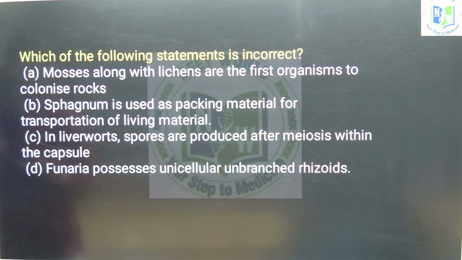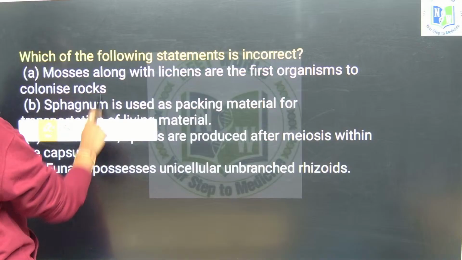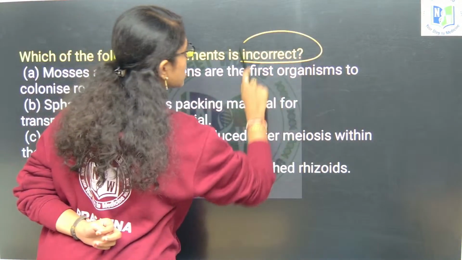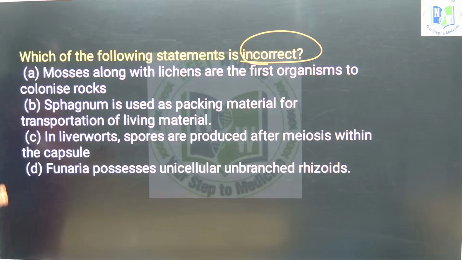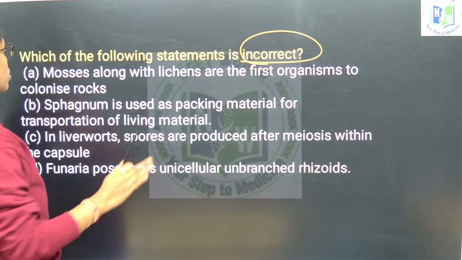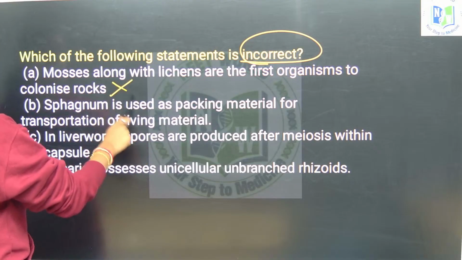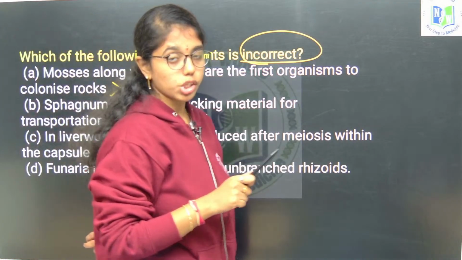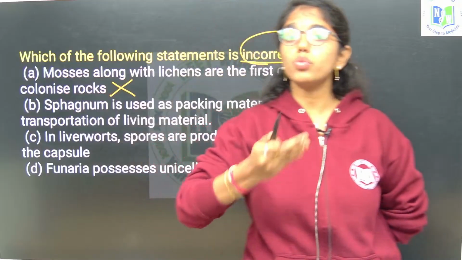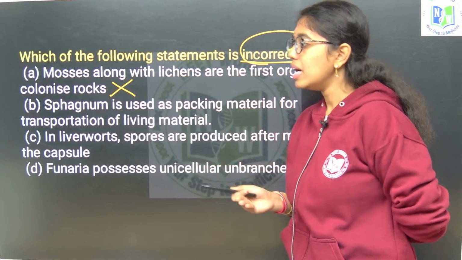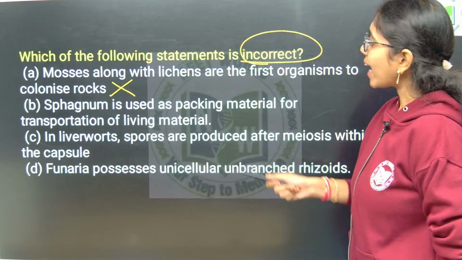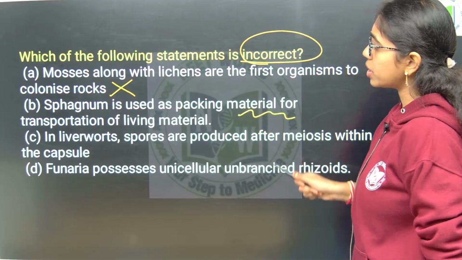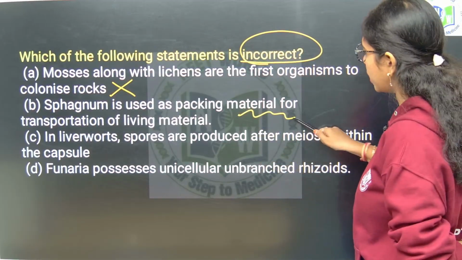Which of the following statements is incorrect? So, here we have to identify the incorrect statement. Look at it carefully. Mosses along with lichens are the first organisms to colonize rock. No. Lichens are the pioneers of plant succession. After lichens, mosses will play a major role in the succession. Next, sphagnum is used as packing material for transportation of living material, correct.